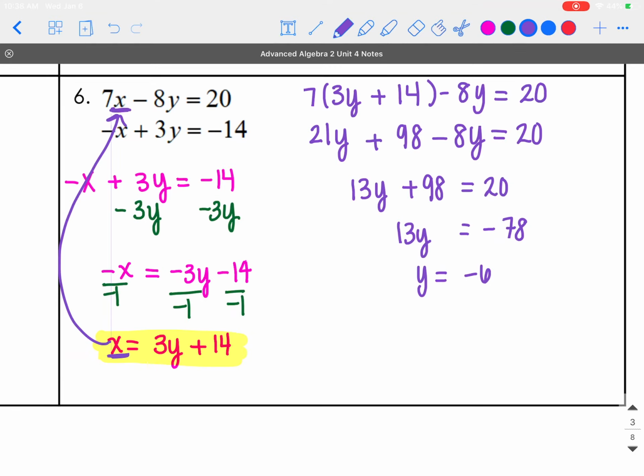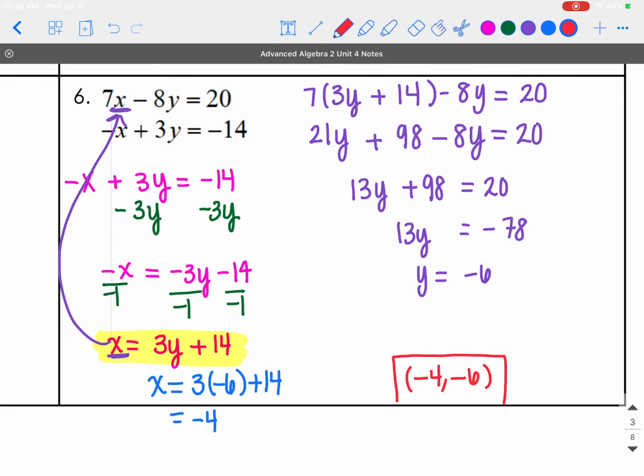So that's my y. Now I need to plug back in to find the x. So we have x equals negative 4. And if we put those back together for our solution, our point is negative 4, negative 6. Remember, the x value always goes first.